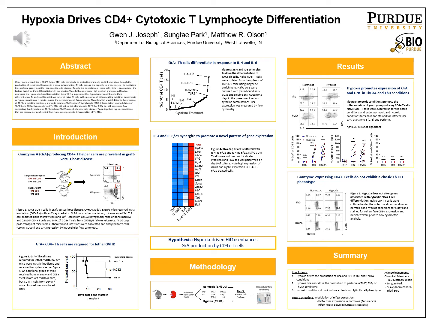I want to briefly summarize the conclusions that can be taken from this data. We first determined that hypoxia drives granzyme A and granzyme B production in TH0 and TH granzyme A conditions while not driving the production of perforin. We also see evidence that hypoxic conditions do not induce a classic cytotoxic T lymphocyte phenotype as seen through the CD8 alpha and ThPOK expression levels.